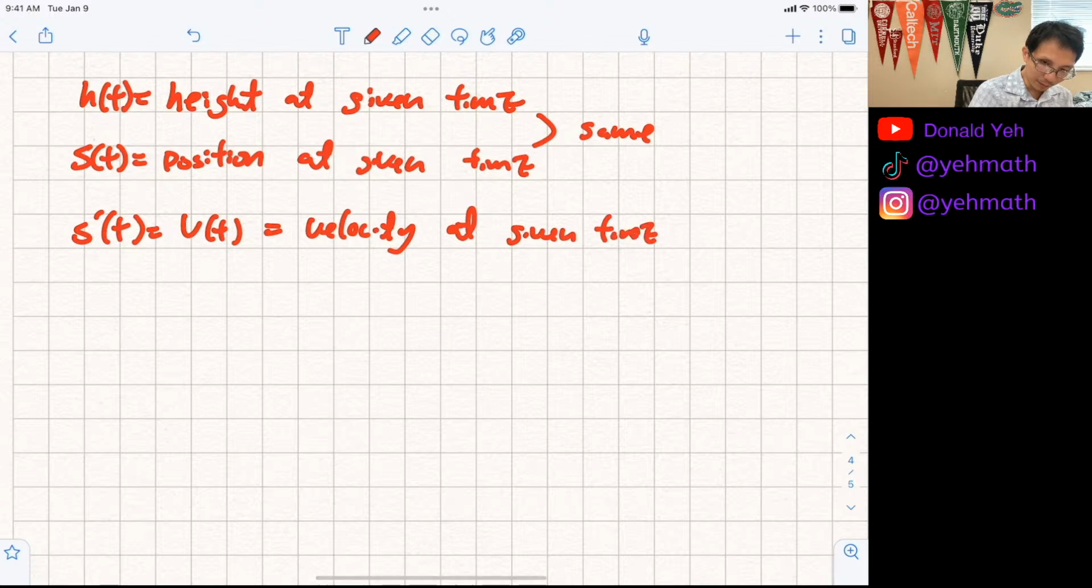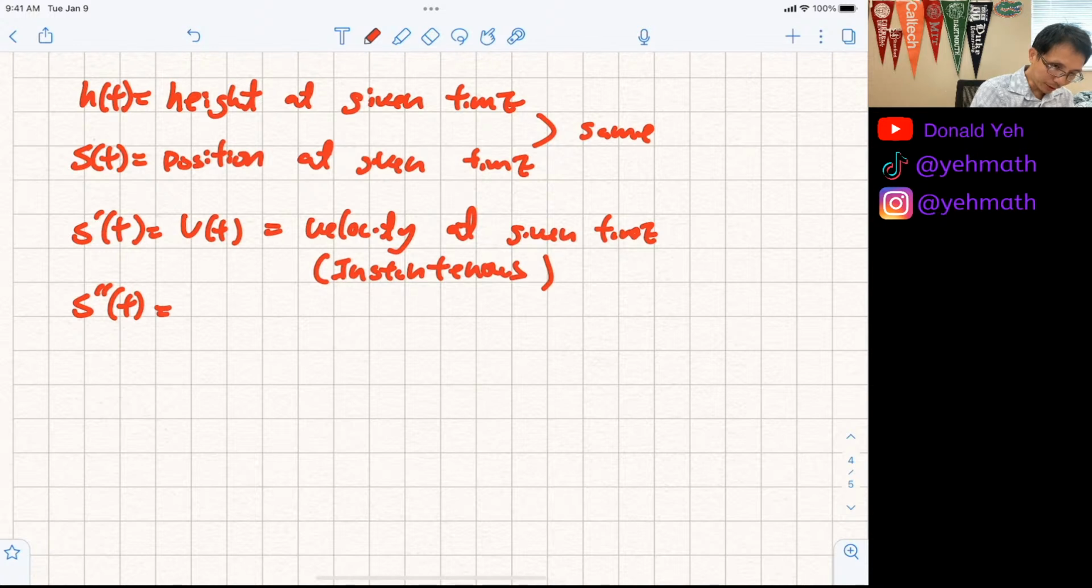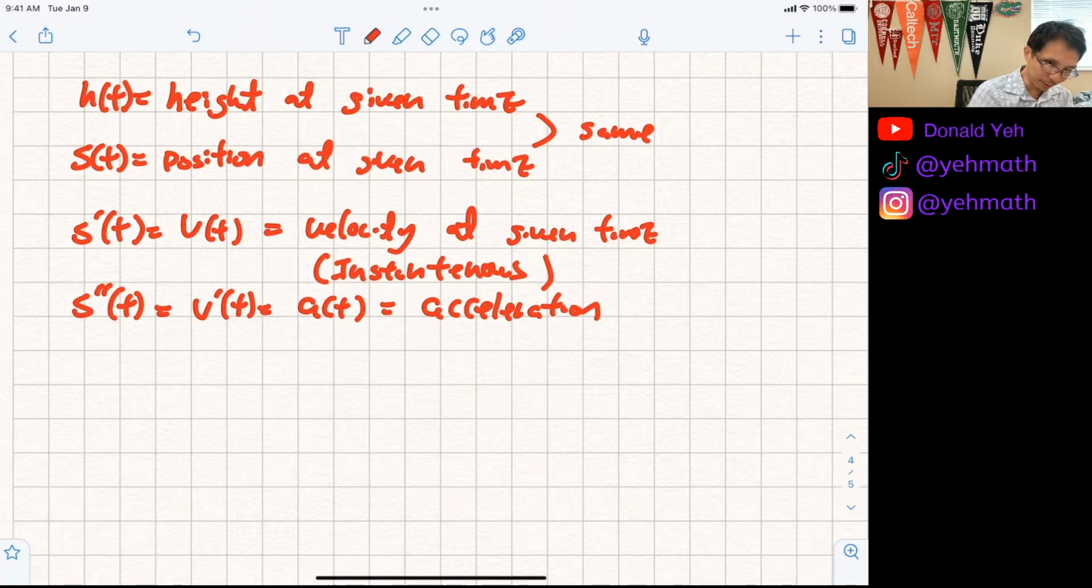The velocity at a specific time is called instantaneous velocity. I think that's how to spell it, I'm not sure. Or it can be S double prime of t, which is v prime of t, which is also known as a of t, which is equal to acceleration. In terms of projectile, acceleration is always the same, which is 9.8 meters per second squared or 32 feet per second squared. So those are the things.